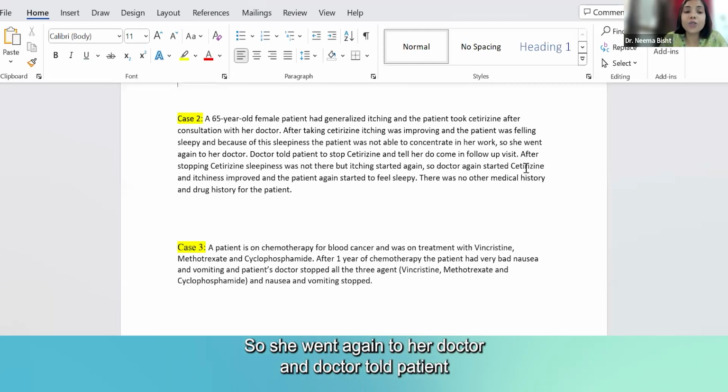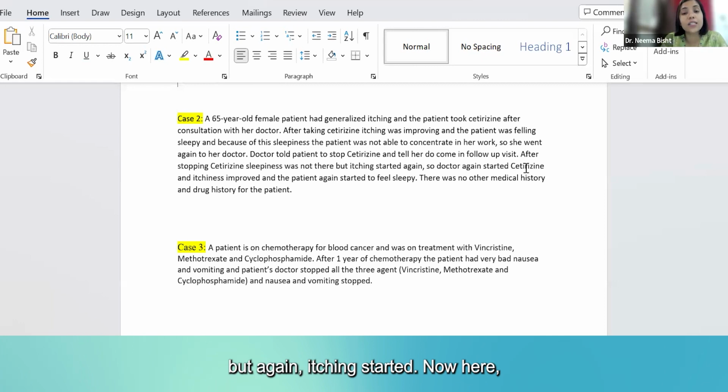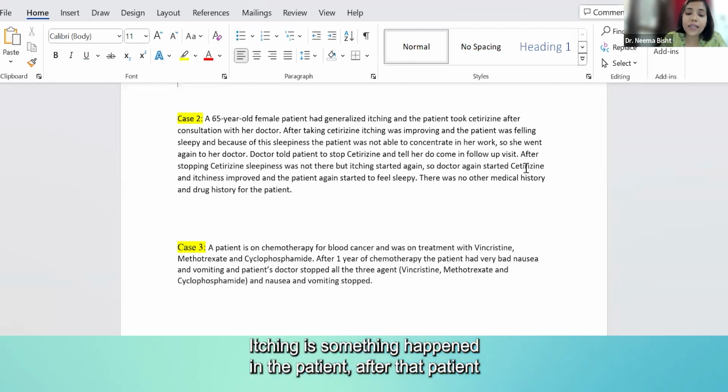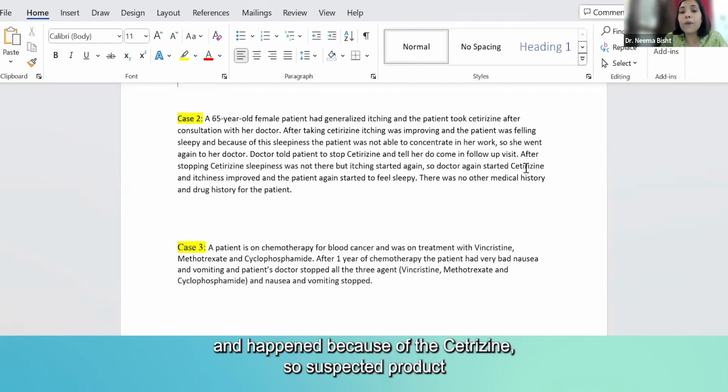So she went again to her doctor and doctor told the patient to stop cetirizine and come in for a follow-up visit. Now, after stopping cetirizine, sleepiness was not there, but again itching started. Now here, don't get confused about what the suspected event is. Suspected event is not itching here, right? Itching is something that happened in the patient, after that the patient took cetirizine. So the suspected event here is sleepiness, okay, not generalized itching, and it happened because of cetirizine.